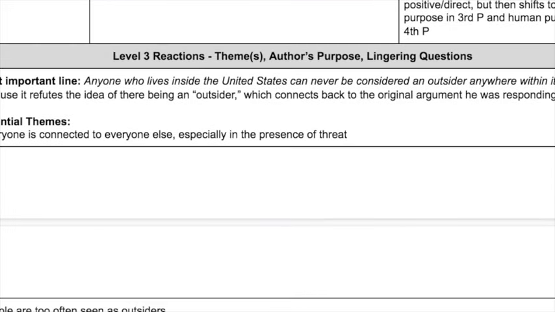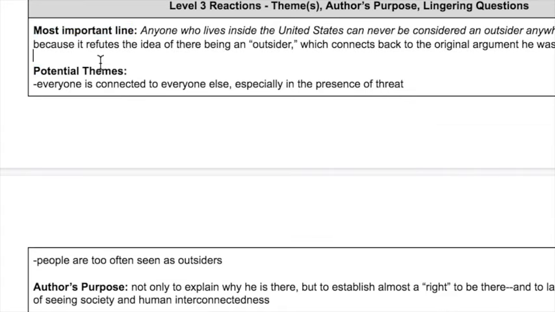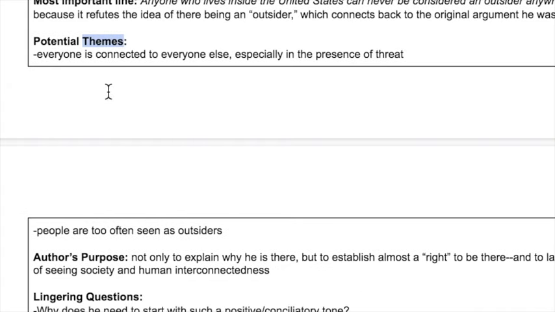First one's a pretty basic one. What was the most important line, and explain why? If you think about the most important line, that gets you geared towards theme, and that's why it's a good starting point for our reactions. Potential themes, I'm going to usually ask you to come up with multiple because that stretches your thinking, and after you have multiple themes, it leads to a good discussion of which is the most important.